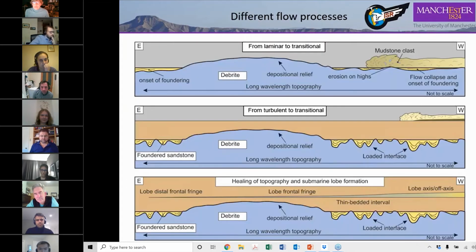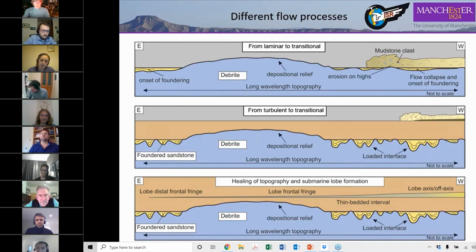Both architectural elements comprise phases interpreted as transitional flow deposits. However, they represent different types of flows and origin. The development of the banded upper divisions in the foundered sandstones is the consequence of fluid entrainment promoting a more fluidal state to a previously cohesive sediment gravity flow.